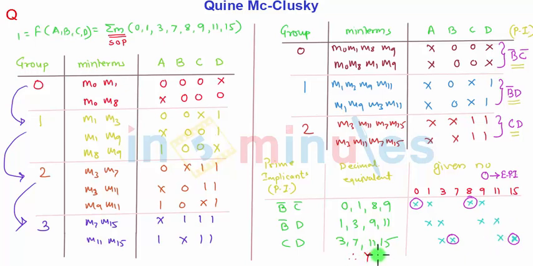Therefore Y, which is a function of 4 variables A, B, C, D, is equal to the EPIs: B bar C bar plus CD. So no need to take B bar D. So this is going to be the reduced expression of function ABCD with the help of the Quine-McCluskey method.